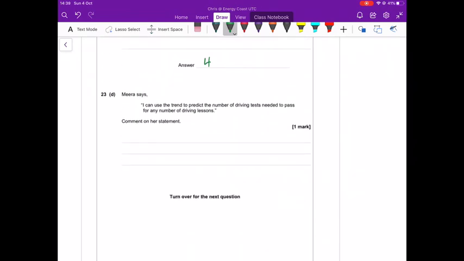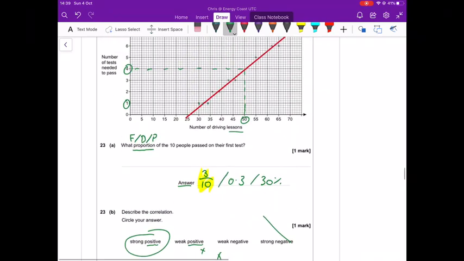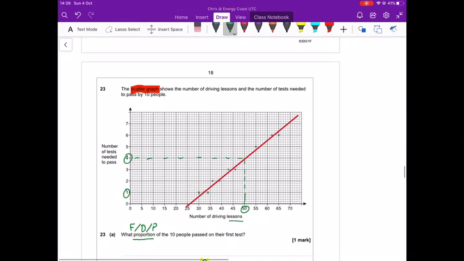Okay. Mira says, I can use the trend to predict the number of driving tests needed to pass for any number of driving tests. Comment on this statement. Let's just have a look back at this line, okay? It's a really nice line of best fit going up here, but after here, I don't really have any data after this point here. So after here, for all I know, it might go bang up like that, or it might come back down, or it might wobble, something like that. Okay, I have no idea what happens after this data, okay?